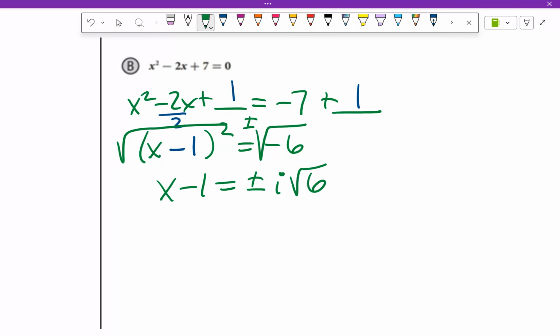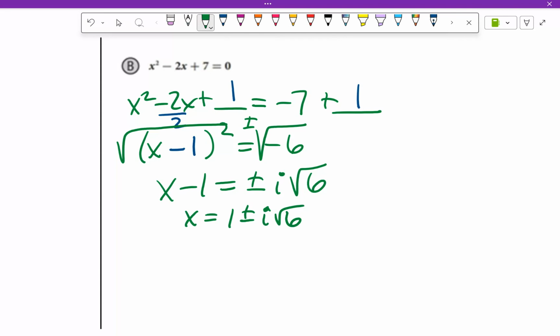All right. What do I want you to do to get that 1 to the other side? Add it. Good. So we've got x equals 1 plus or minus i square root of 6. That is the proper notation. It looks weird. Okay? Any questions? Yeah. Where did the i come from?